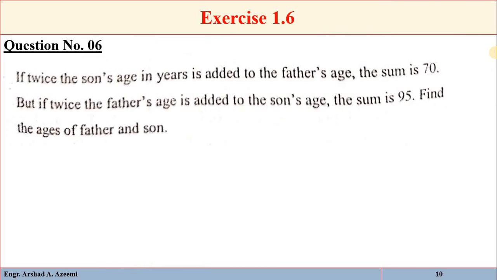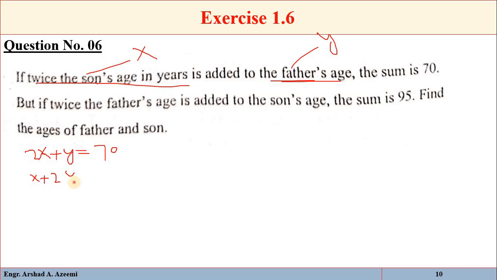Last question of this exercise: if twice the son's age in years is added to the father's age, for example the son's age is x, the father's age is y. So the condition is if 2 times the son's age is added to the age of the father, it will equal 70. But if the son's age is added to 2 times the father's age, it will become 95. Now we have to find out the age of the son and the age of the father.